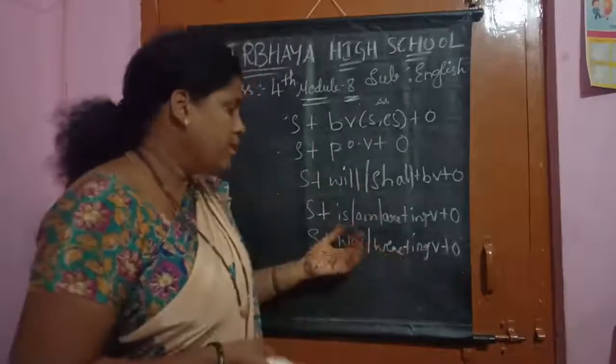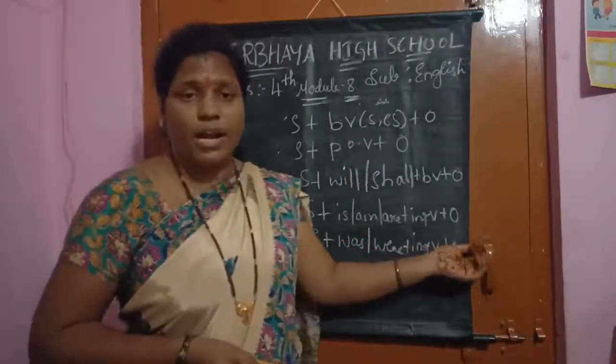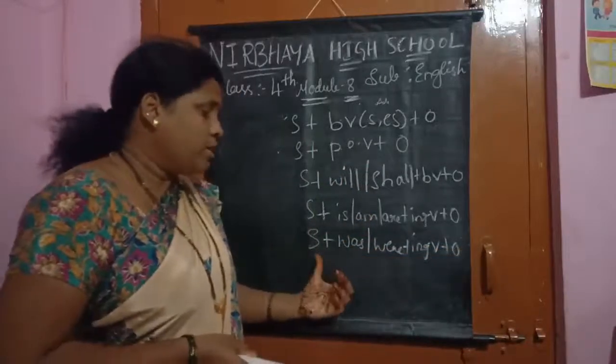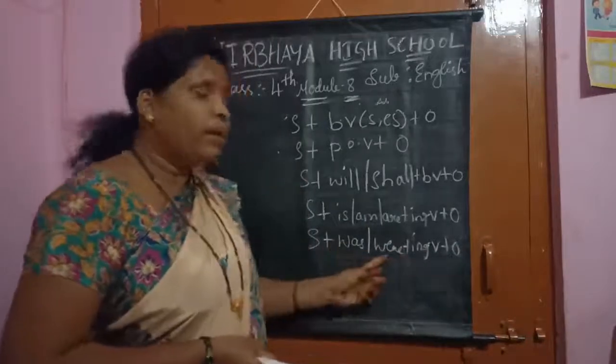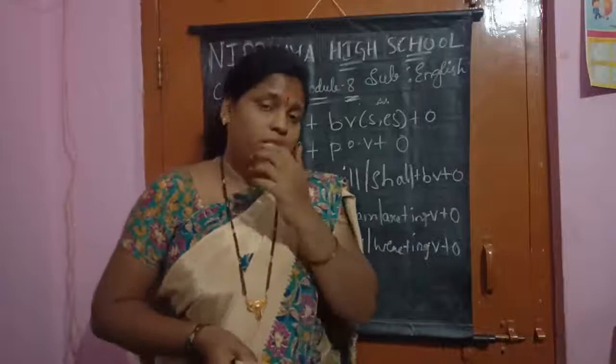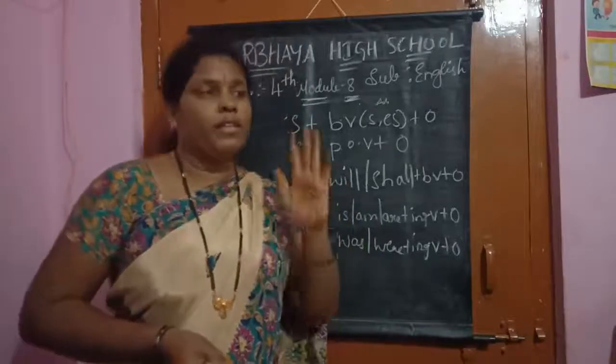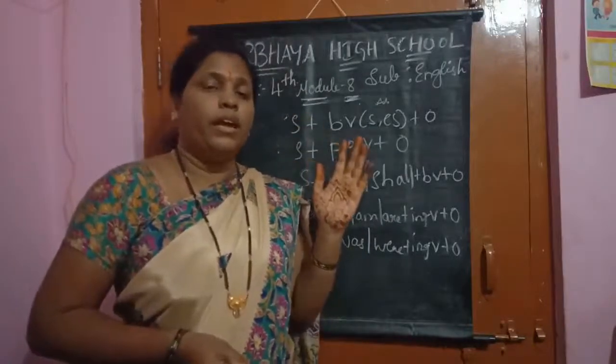Understood, children? See here, children are playing in the garden, I said. Here I am changing. Children were playing in the garden. Children were playing in the garden means what? They were playing. Okay, children.